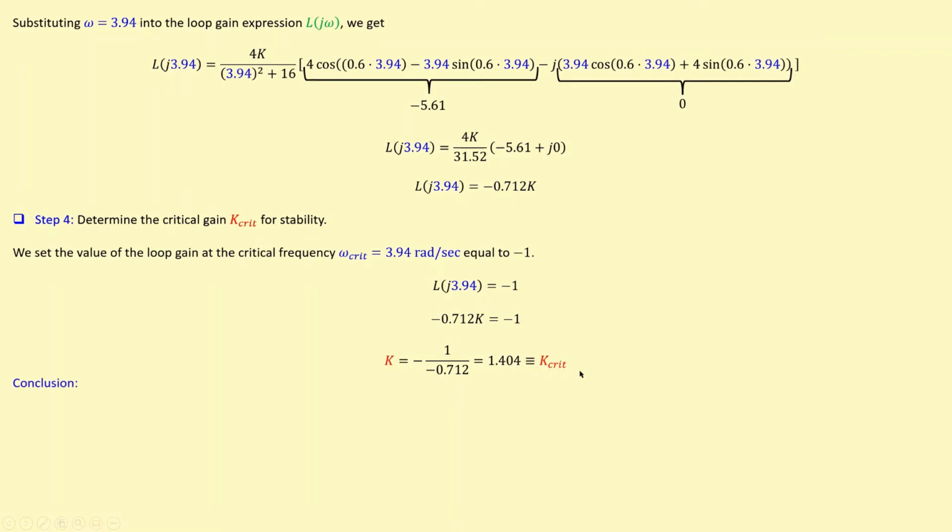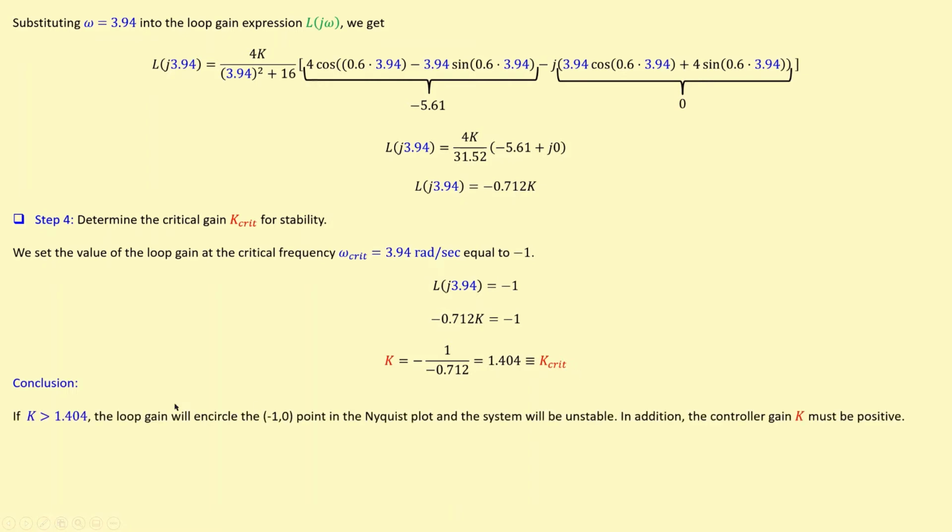Now, the conclusion is the following. If you make your value of the proportional controller gain k larger than this value, so if k is larger than 1.404, the loop gain will encircle the minus 1, 0 point.